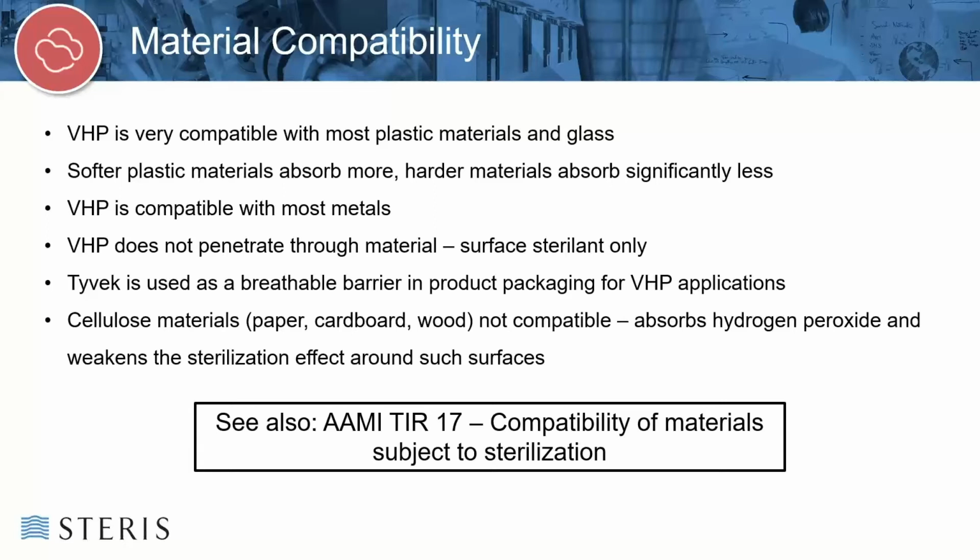And the only real material incompatibility we have with VHP is again around cellulose, so with paper, cardboard and wood. The problem with these being that they absorb the hydrogen peroxide, which then weakens the sterilization effect around the surfaces. So as I said, if your product is in a cardboard box, the cardboard of the box will absorb that hydrogen peroxide and you're not going to get your full dose to the product inside.